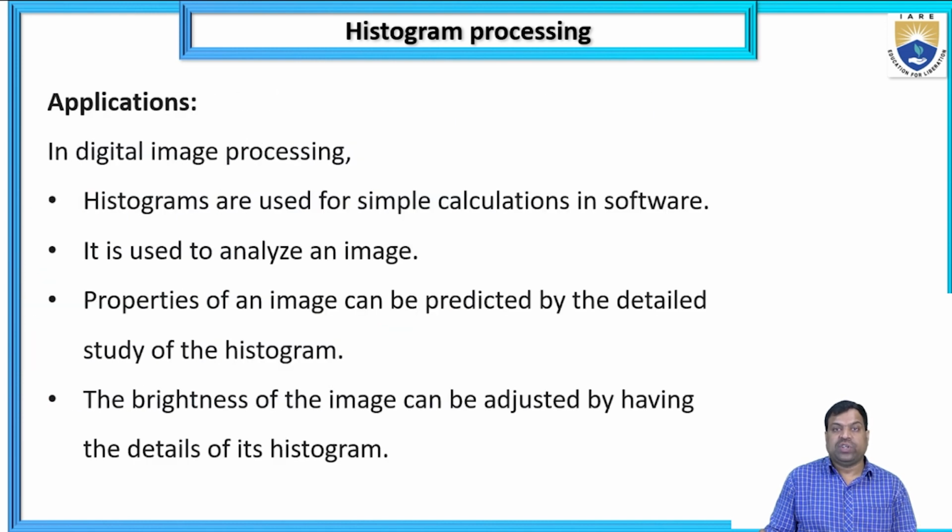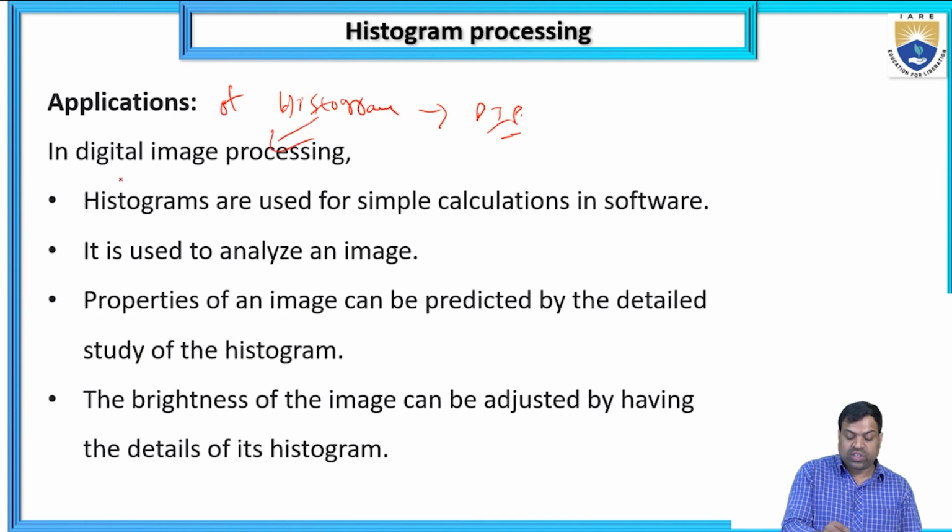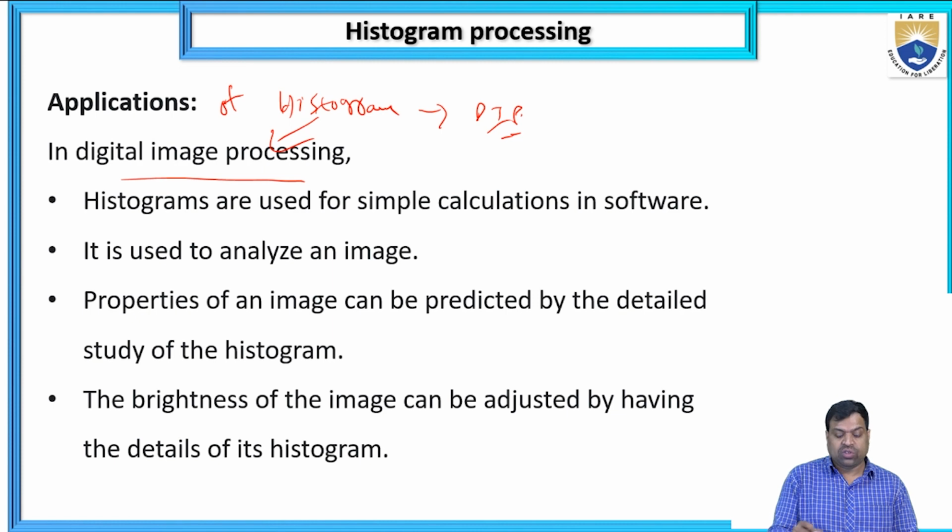What are the applications of digital image processing? Applications of histogram. These are used in digital image processing. The histogram is majorly used in digital image processing. The applications of histograms are simple calculation in software, and use to analyze an image. Properties of image can be predicted by the detailed study of the histogram. The brightness of the image can be adjusted by having the details of the histogram.